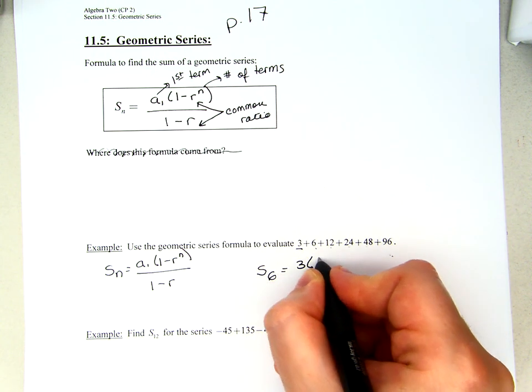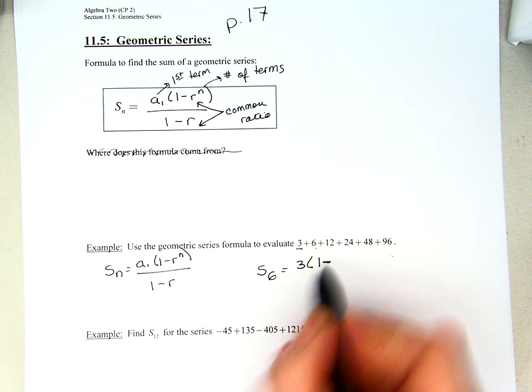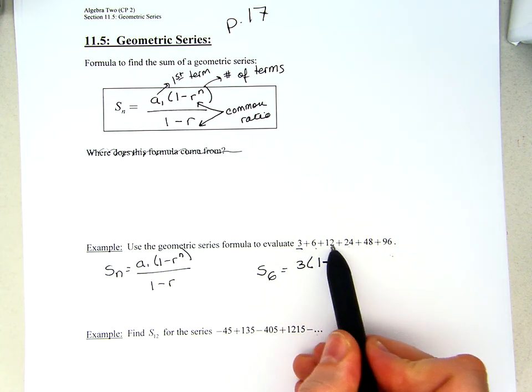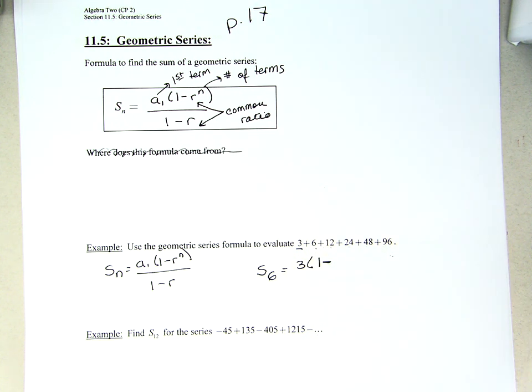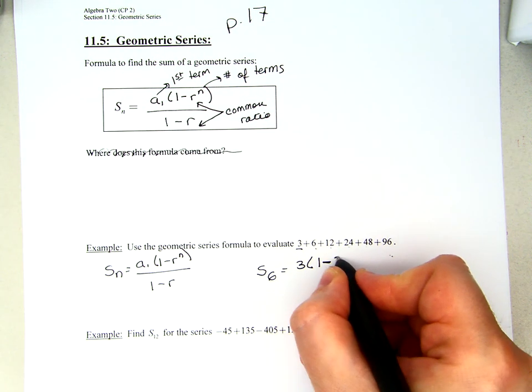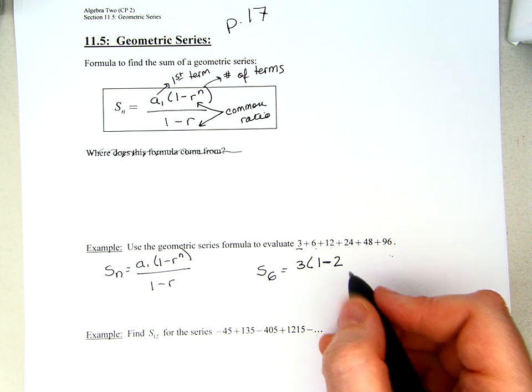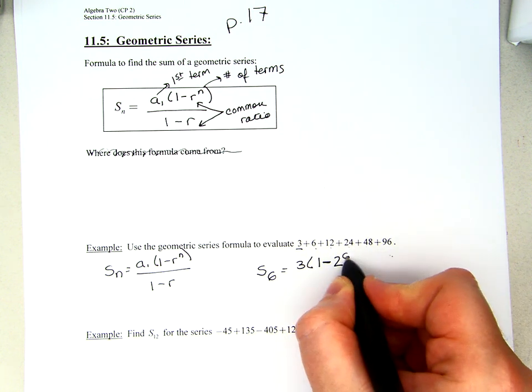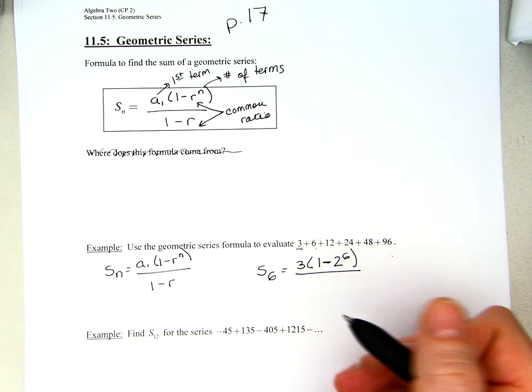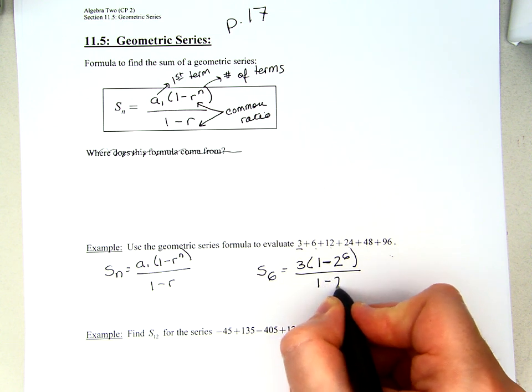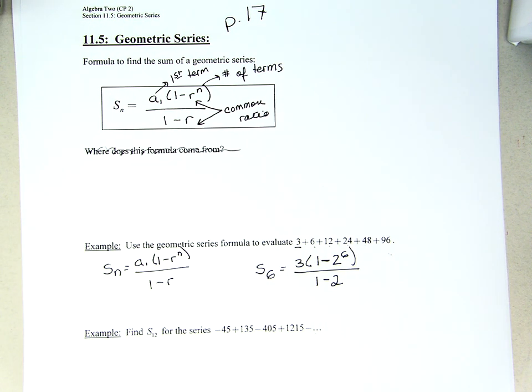That is 3 times, in parentheses, 1 minus... Now, what is your common ratio? What are you multiplying each term by? The common ratio should be 2. So I'm going to do 2 raised to the 6th, since I'm finding the sum of 6 terms, divided by 1 minus the common ratio, 1 minus 2. This is the formula. It's going to take a little bit of work to type into the calculator, but the good news is I don't need to use a separate formula to first find the last term.